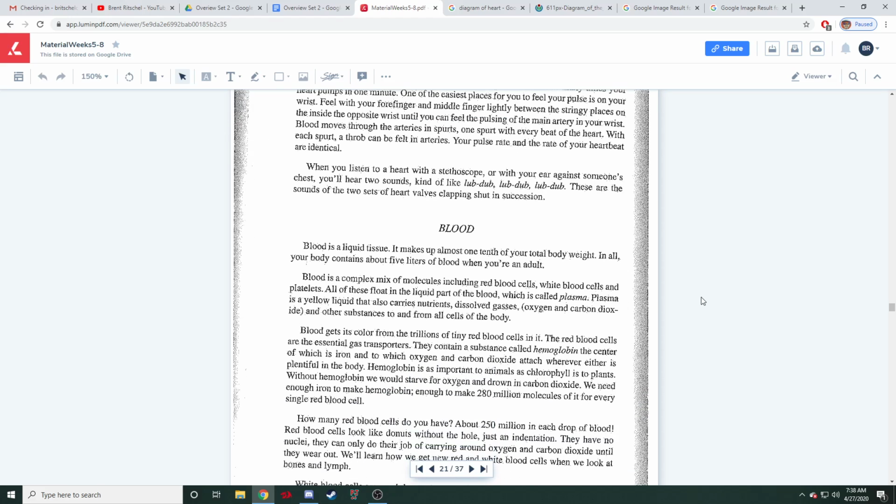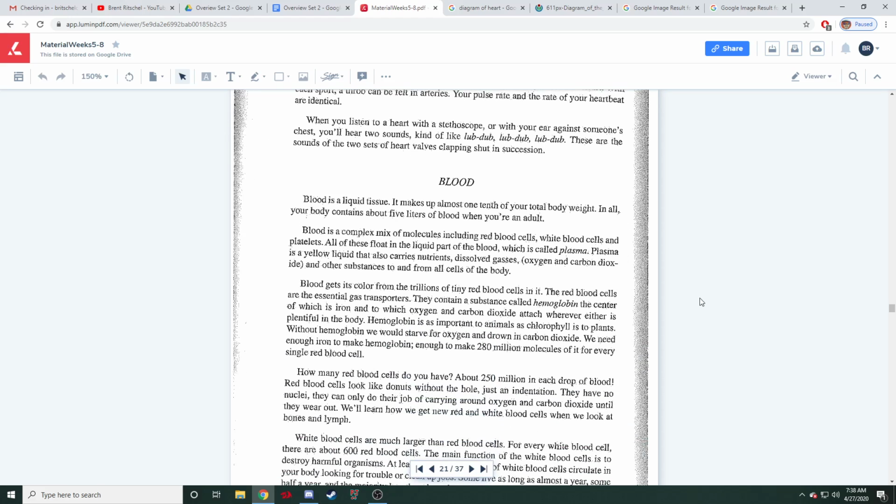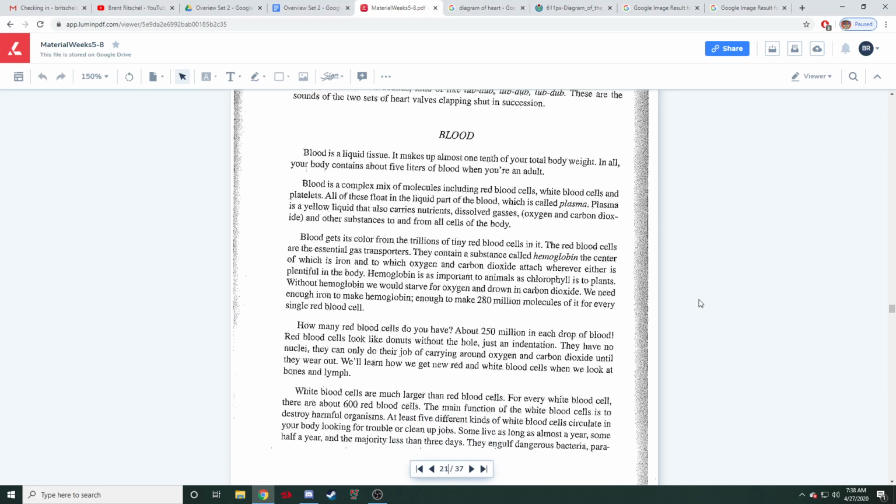Blood. Blood is a liquid tissue. It makes up almost 1/10 of your total body weight. In all, your body contains about 5 liters of blood when you are an adult. Blood is a complex mix of molecules including red blood cells, white blood cells, and platelets. All of these float in the liquid part of the blood, which is called plasma.